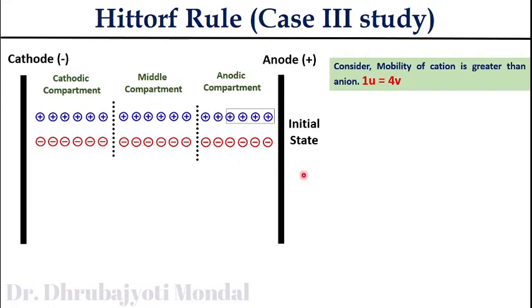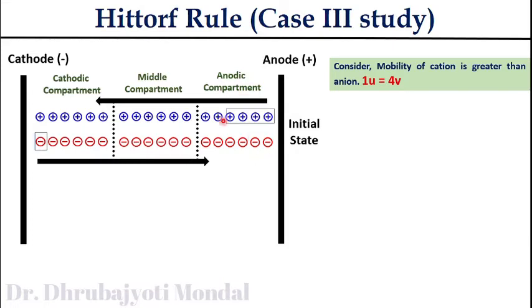Okay, so they move towards the cathode compartment. Now consider that anions move slower, so suppose only one anion moves from this direction to the anodic compartment. So this is our initial state. Now you have to consider what the final state is.